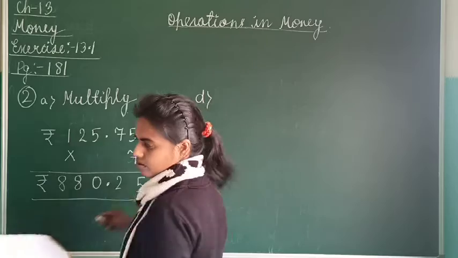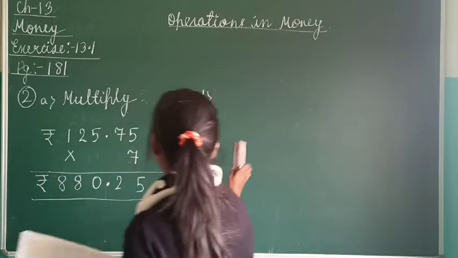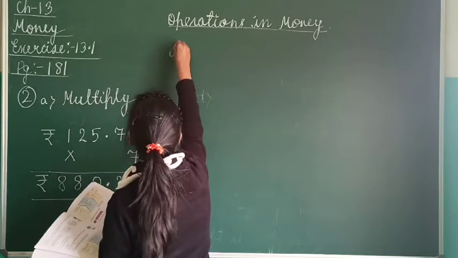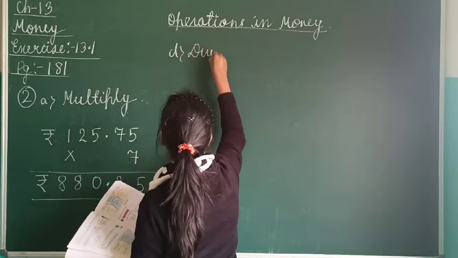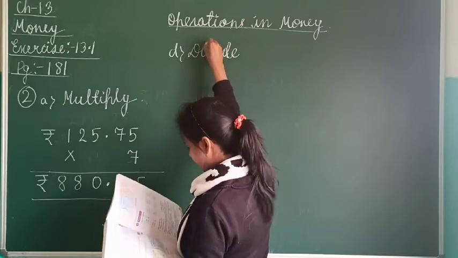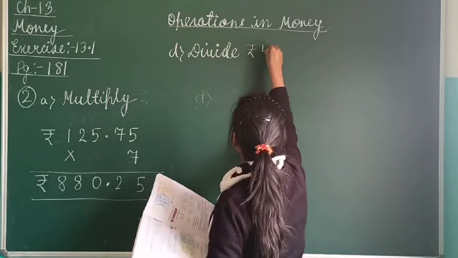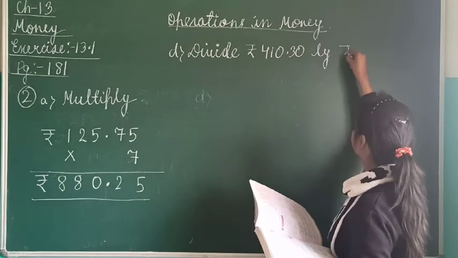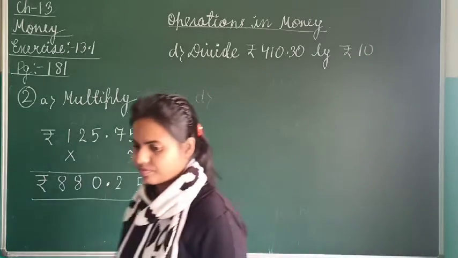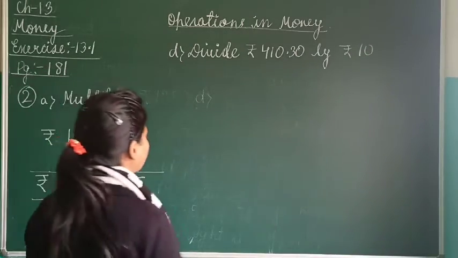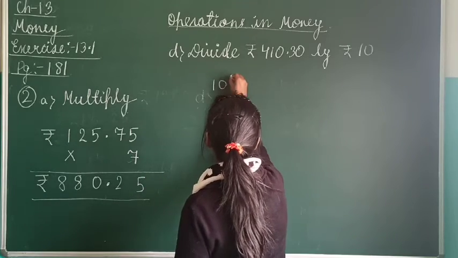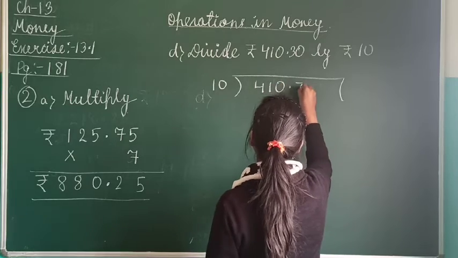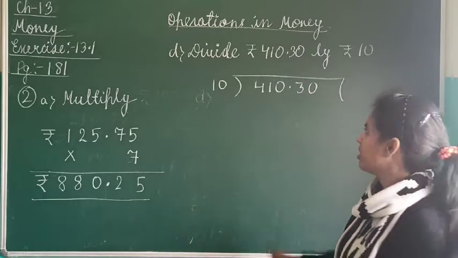Question number D, I will be solving. That is, divide rupees 410.30 by rupees 10. Okay, so let us see. First of all, you write here 10 and here place the number 410.30. First of all, let us divide it.